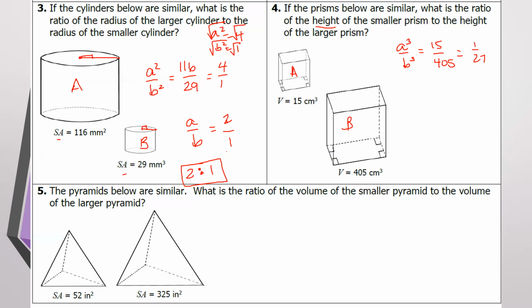And they want to know about the ratio of the heights. Height is a linear measurement, that's A over B. So how do I go from A cubed to an A? Cube root. The cube root of 1 is just 1. B cubed is 27, so take the cube root of both sides, and you get 3. So the ratio of their heights is 1:3. For every 1 centimeter of height here, there are 3 centimeters of height over here.